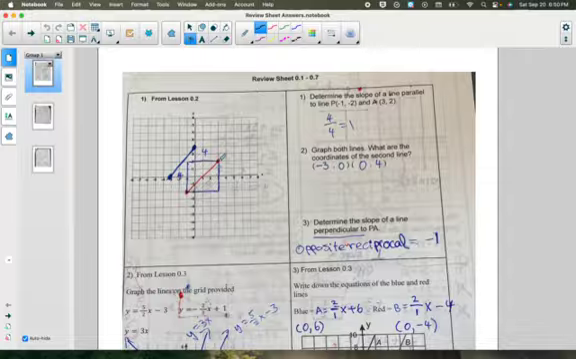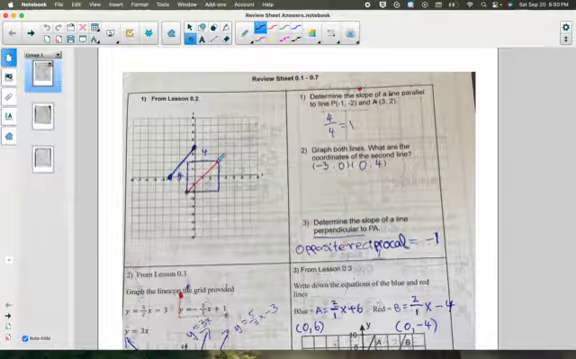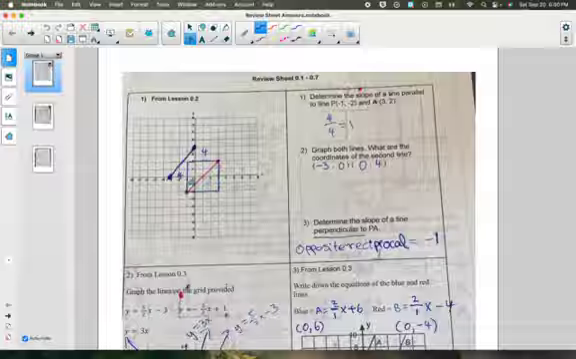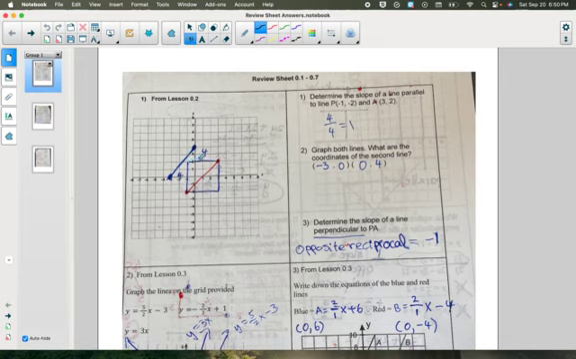Now that I have dotted these two points, I'm going to connect them, okay? Once I have connected them, I can do rise over run. Let's go up 1, 2, 3, 4. That's 4 times. That's rise 4, and then over 1, 2, 3, 4. That's run 4. So 4 over 4, that is 1. So the slope of this line is 1.